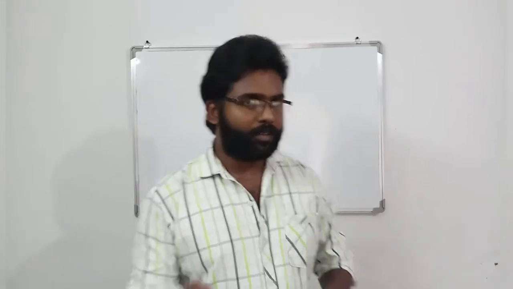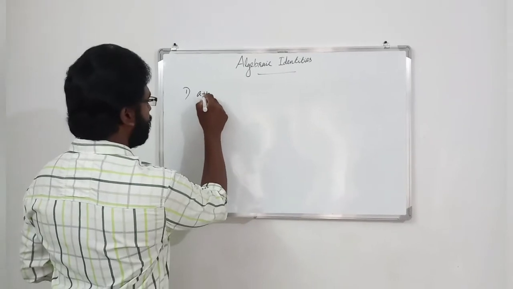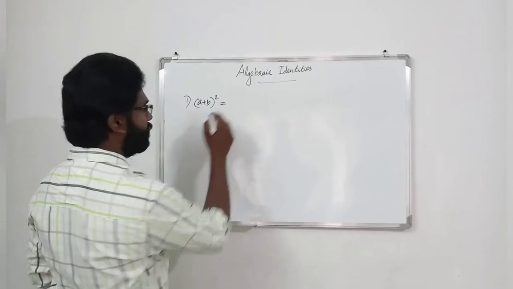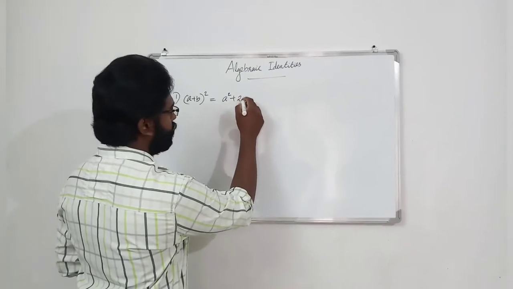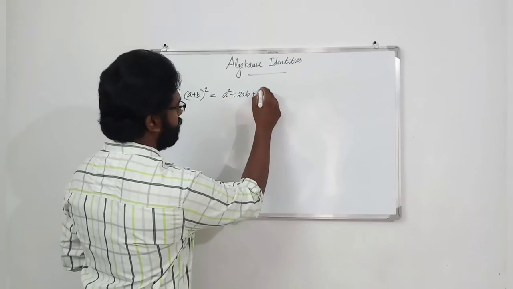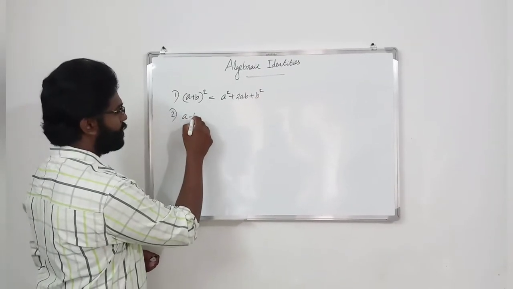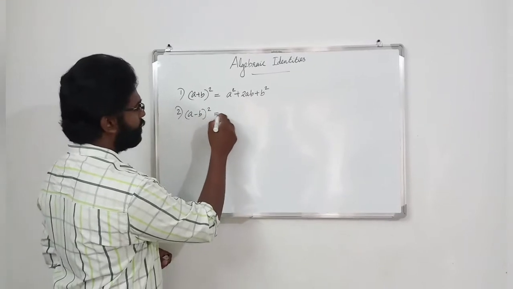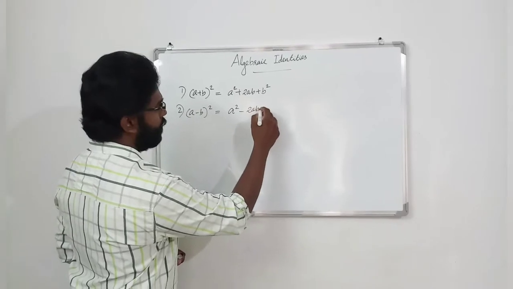But you already studied the first four of them. Which are they? The first four algebraic identities are: first one, (a plus b) whole square, whose expansion is a square plus 2ab plus b square. Second one, (a minus b) whole square, which is a square minus 2ab plus b square.